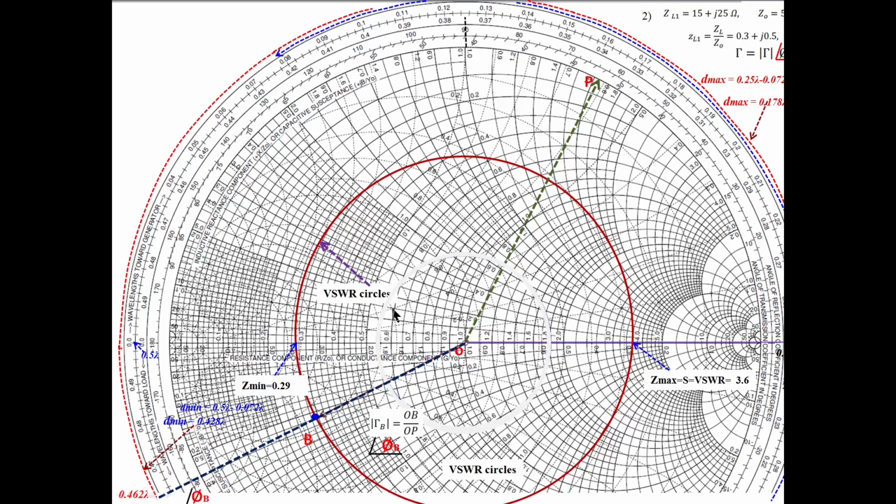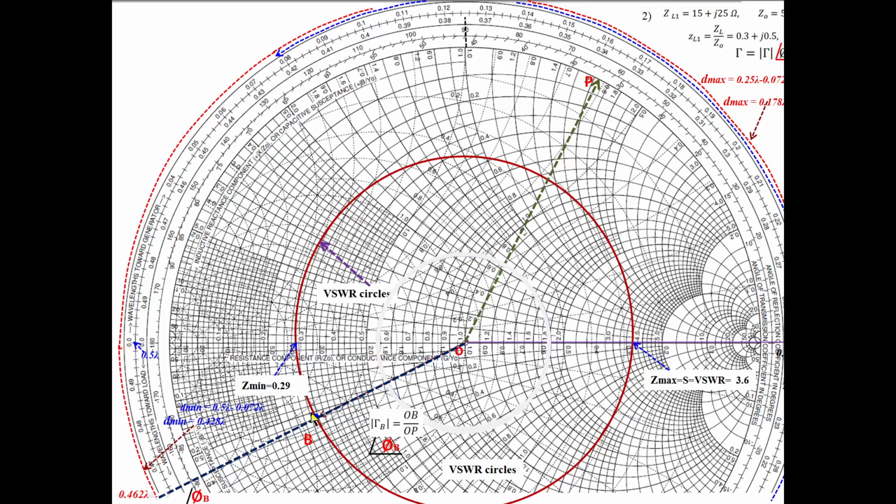And similarly, what are the maxima and minima impedances and distances? This is the load point. To find the maxima position, what is the maximum impedance? If the load is here, to find the Z maximum and VSWR, you should start from here. You move over the VSWR circle. Go on like this. Don't stop here.